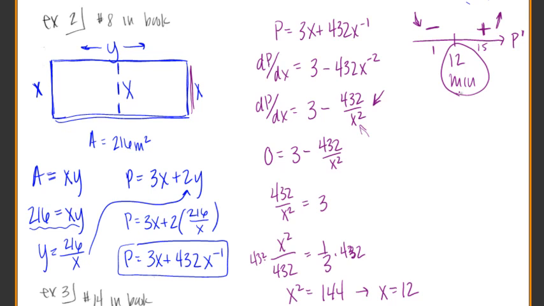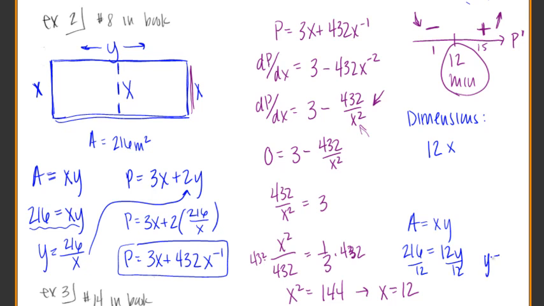All right, so let's wrap this up and answer the questions that they want us to find. The dimensions for this pea patch. Okay, well, x, which was 12, and then y, technically, so it's going to be 12 by, how do I get y? Well, you can do one of two things. I would probably go to your area equation. So, area is x times y, so 216 is equal to 12y, and if you divide by 12, you get y to be just 18. So the dimensions are 12 by 18 meters.